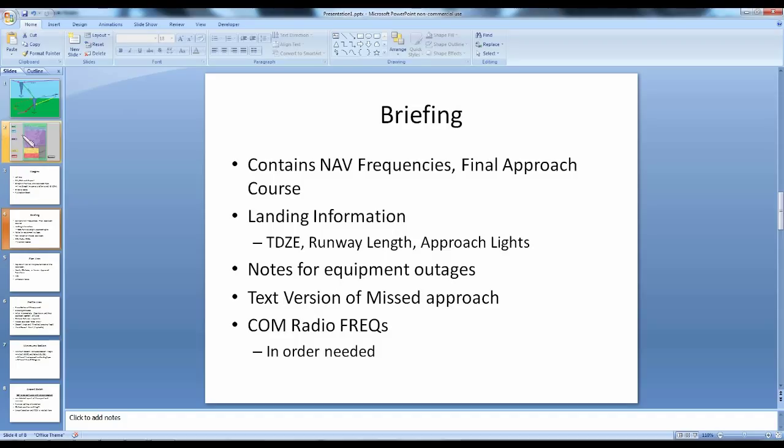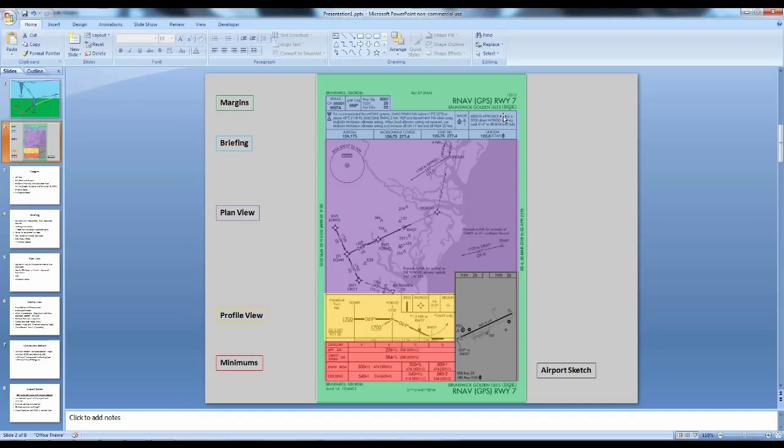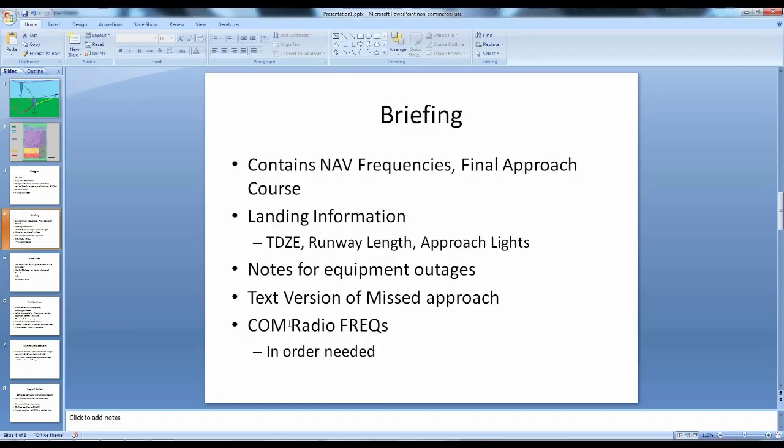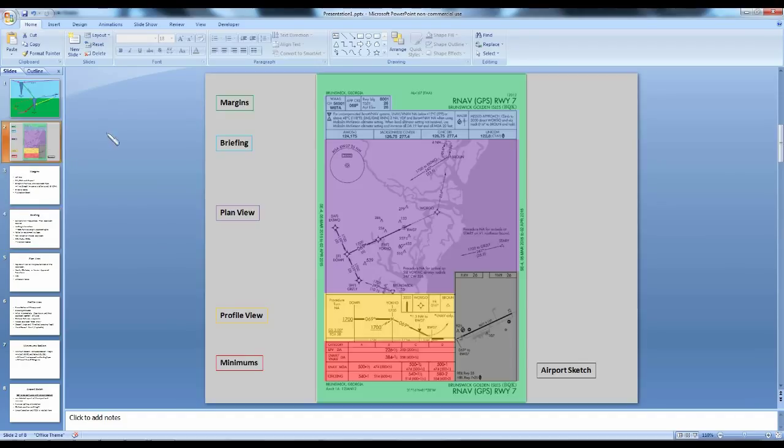A text version of the missed approach is also contained in the briefing section right here. It's a full briefing of the missed approach in text form. Climb to 3000, direct Wargo via the 016 track to Bourne and hold. And it contains COM radio frequencies in the order you need them.